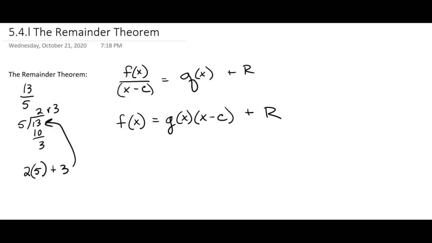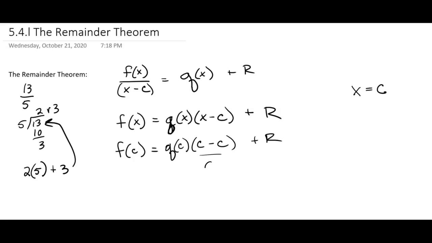Now, what if x were equal to c? So what if x equaled c? Then you would have f of c. So you want to evaluate the original function at c. Then you could say, that's q of c times c minus c plus r, the remainder. Well, what's c minus c? That's just 0, right? And it doesn't really matter what q of c is, because q of c times 0 is just going to be 0. And so you're going to have 0 plus r, which is just going to equal r.